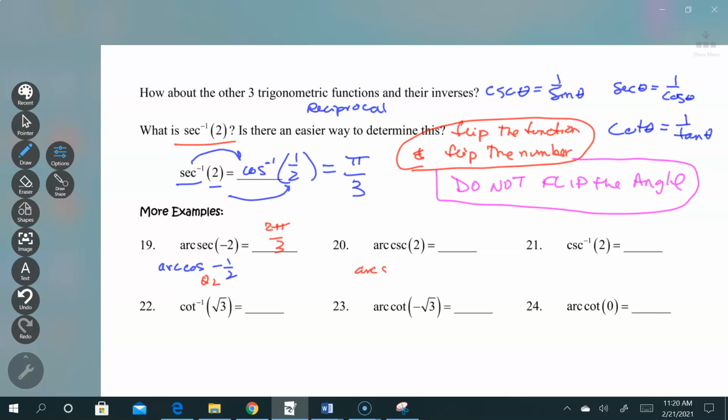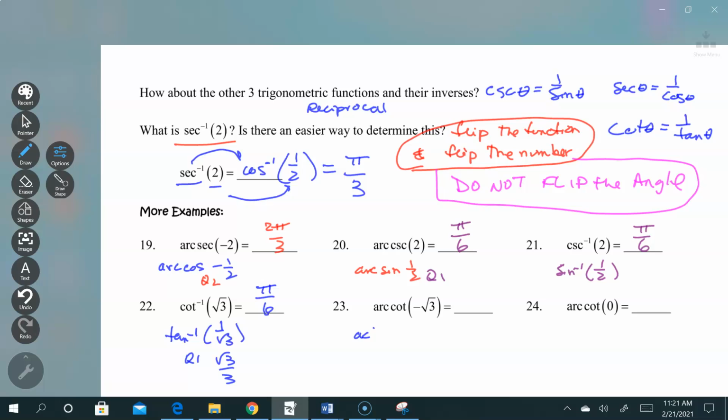This one will be arc sine of a half, which is in quadrant 1, and arc sine of a half is pi over 6. Well, this one says inverse sine. I got to flip that number, I get a half. Well, arc sine and inverse sine are the same thing, so this again is pi over 6. For this one, I have to do inverse tangent of 1 over radical 3 or radical 3 over 3. They're the same number. And that is pi over 6, because that's in quadrant 1 as a positive value.